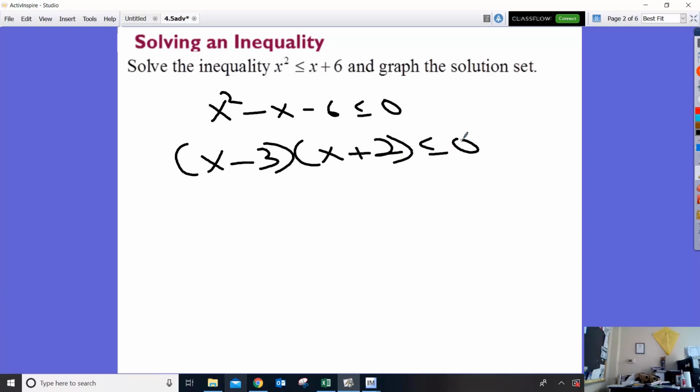So what are our critical values of x, which I'll call x of c? 3 and -2. You can't just say that x is less than or equal to 3 and x is less than or equal to -2. You can't just say that. You gotta look and see what the graph suggests. So this one I will do in the calculator with you.